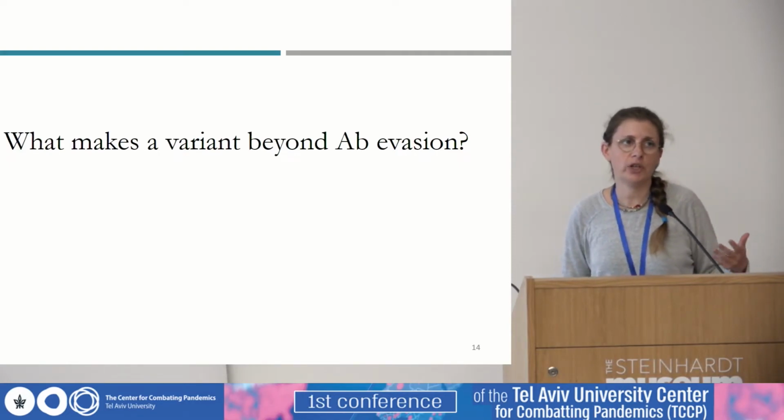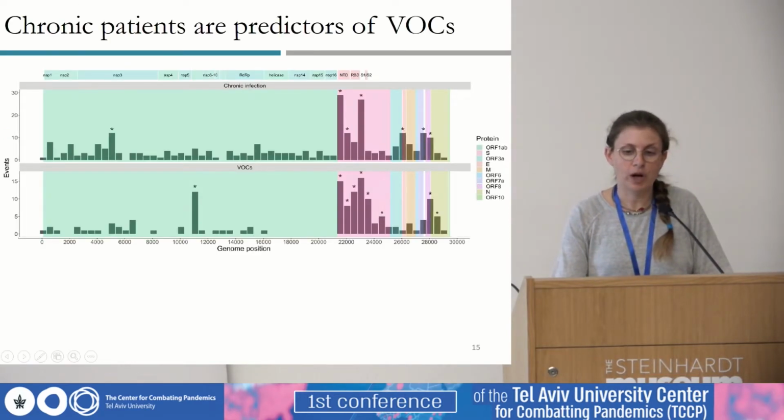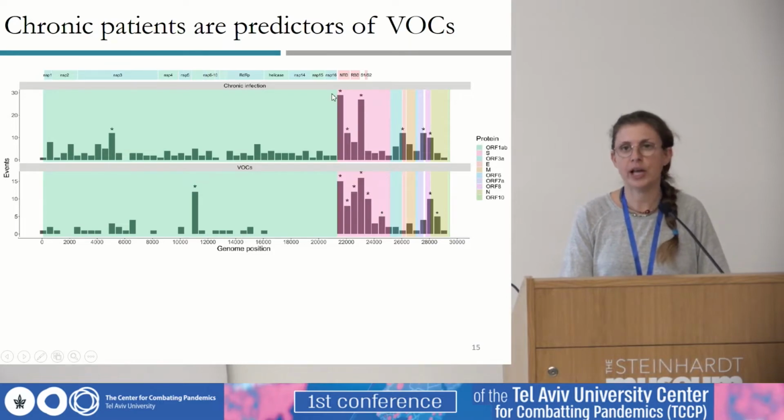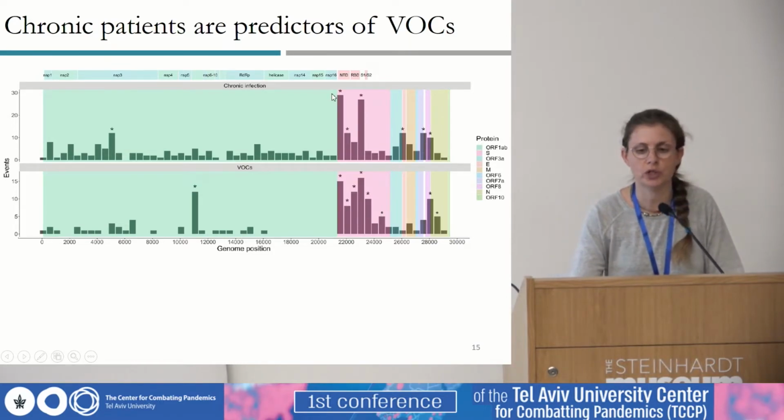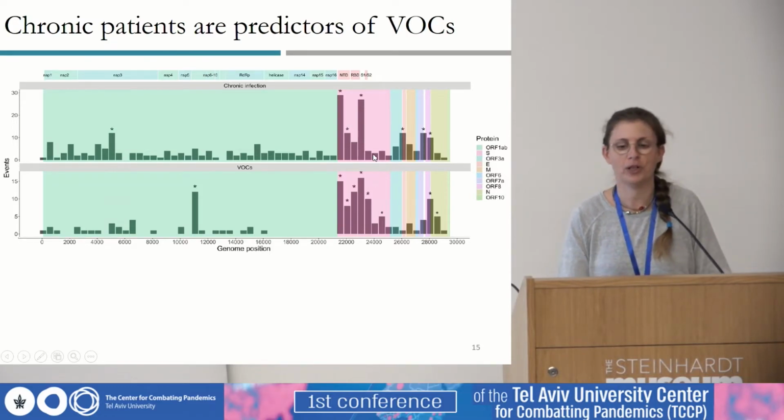And so we know antibody evasion is not everything that makes a variant of concern. First of all, what we did is we compared here chronic infections. Again, the x-axis here is the genome position. The y-axis is counts. The upper panel here is all our chronic infections. And we just counted, where did we see mutations? Where were mutations occurring in the chronic infections? And the pink background is the spike protein. And so, very not surprisingly, we see a lot of mutations in the spike protein.